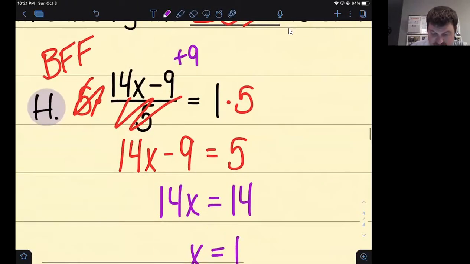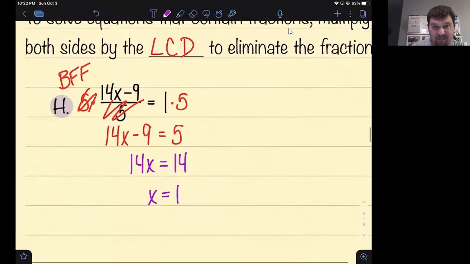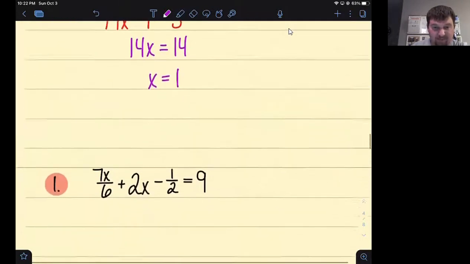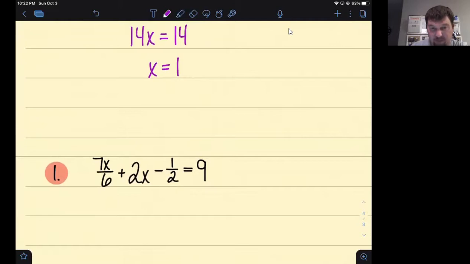I can't add 9 to both sides until it's decoupled from the dividing by 5. So I have to multiply by 5 first, use that inverse, then I can add 9 to both sides, and then it ends up giving us a nicer answer. This is one where I definitely want to clear fractions.